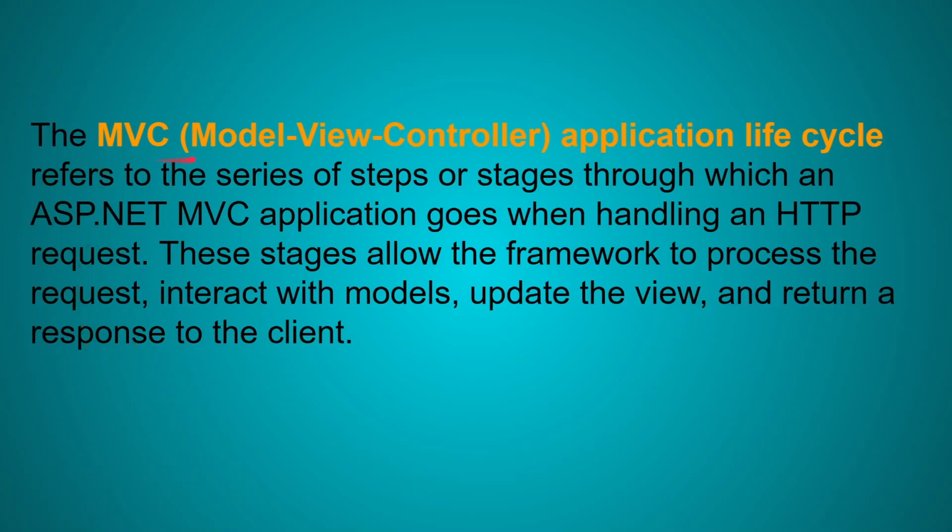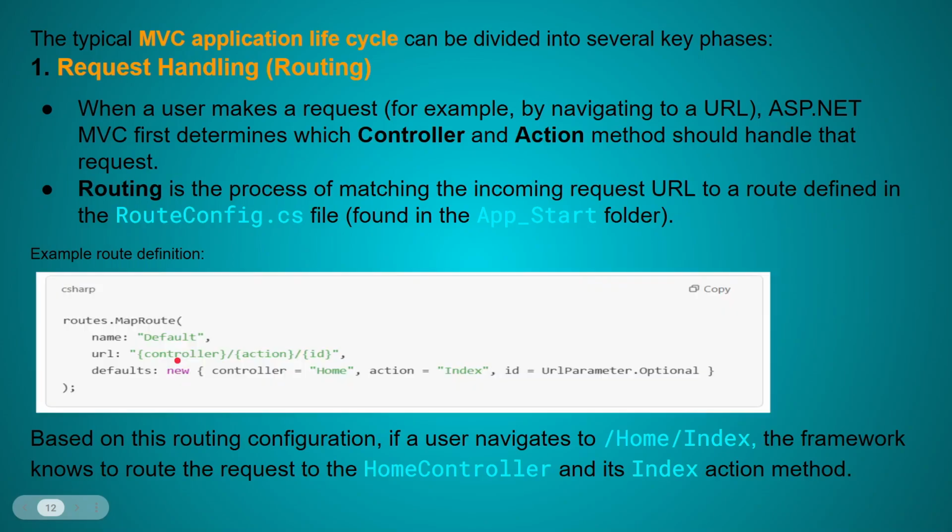The MVC (Model View Controller) application lifecycle refers to the series of steps or stages through which an ASP.NET MVC application goes when handling an HTTP request. These stages allow the framework to process the request, interact with models, update the view, and return a response to the client. The typical MVC application lifecycle can be divided into several key phases.